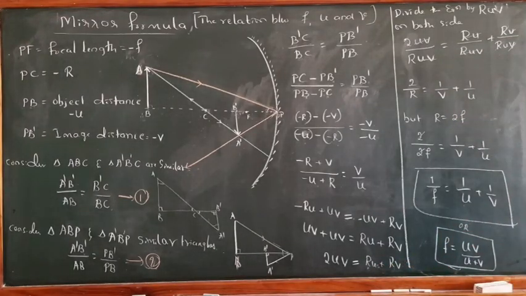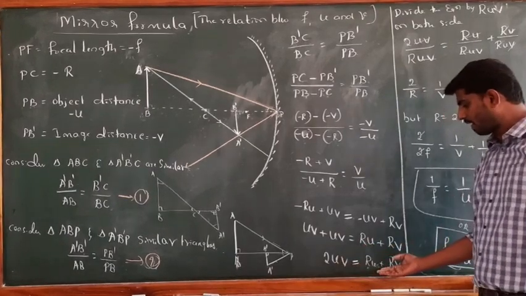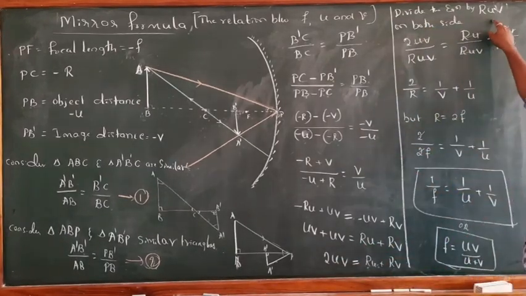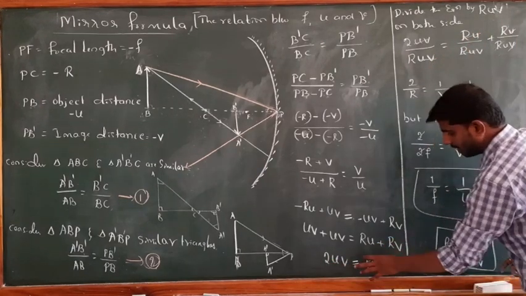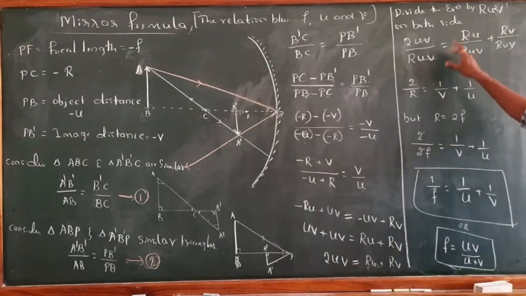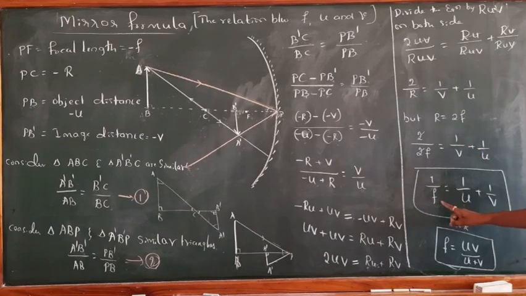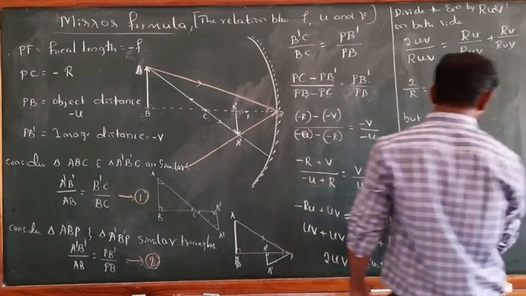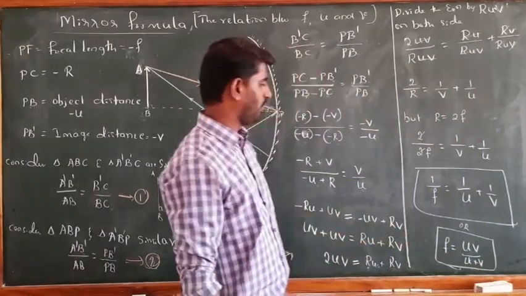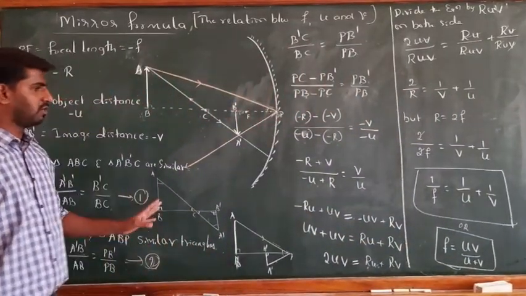Okay. Next, what we did, we want to introduce the focal length. So that's why I divide the entire equation by RUV. So this value divided by RUV, this value divided by RUV, and cancel the terms, and finally we got 1 by F equal to 1 by U plus 1 by V. Okay, we can take the LCM and simplify. It will be UV divided by U plus V. We can note down this one.